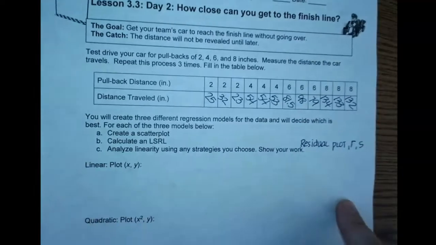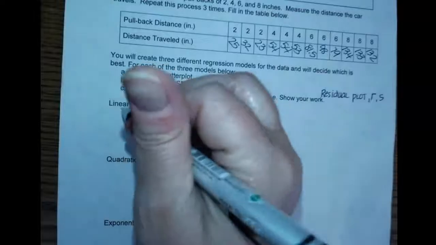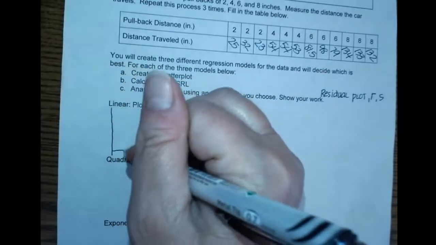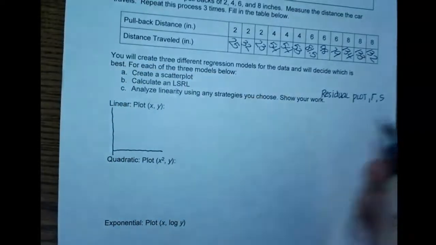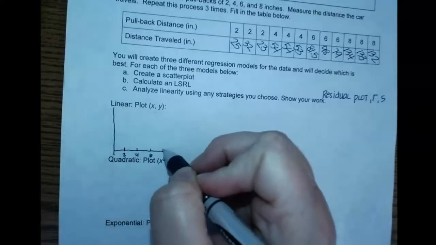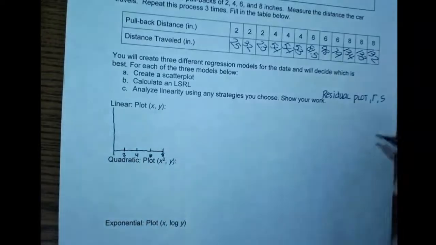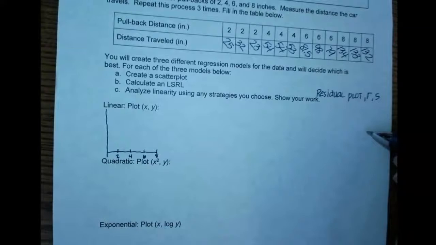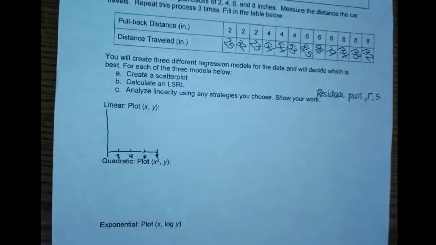So in this area, we've got a bunch of things that we've got to do. We're going to make a scatter plot. I'm going to show you how to have your calculator make this for you. And we're going to calculate the least square regression line, and we're going to put in our residual plot and note what our correlation and our standard deviation are.